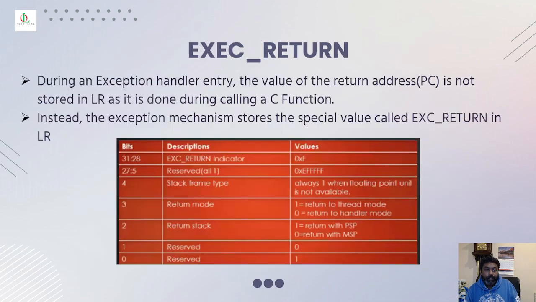In exception return, during an exception handler entry, the return address PC is not stored in LR as it is done when calling a C function. Instead, the exception mechanism stores the value of exc_return in the link register. So in the return stack, if it is 1, it will return to the process stack pointer. If it is 0, then it will return to the main stack pointer. In the return mode, if it is 1, it will return to thread mode. If it is 0, then it will go back to handler mode.